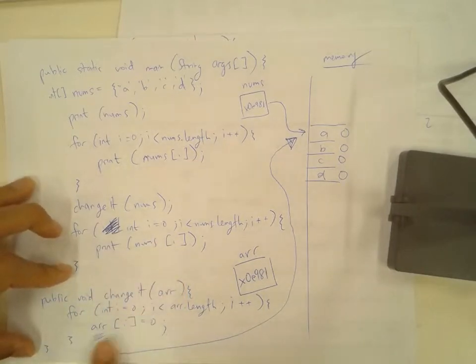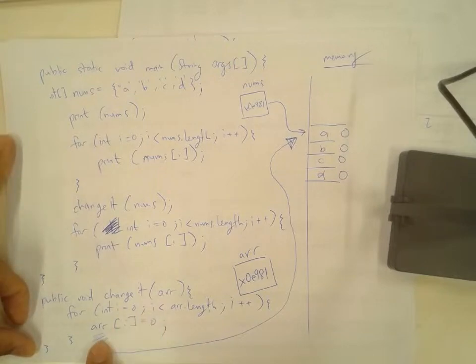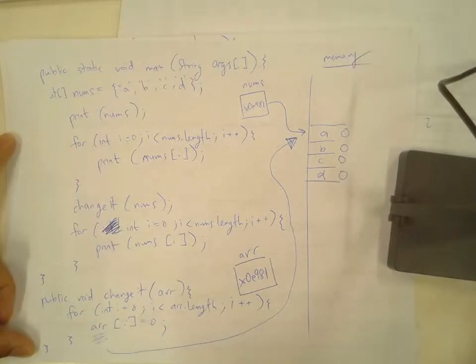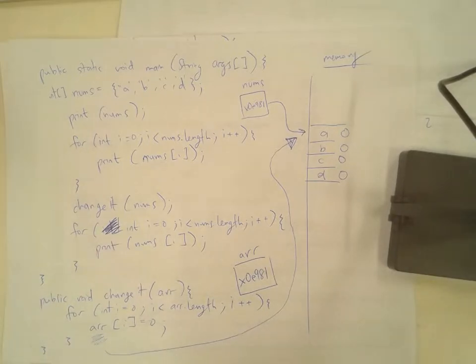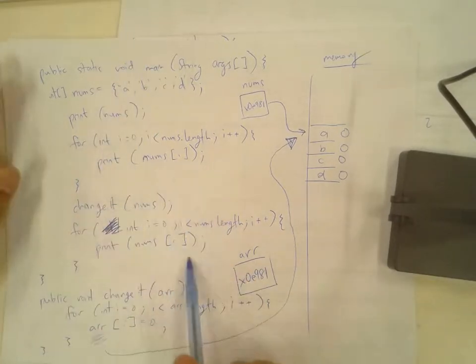In changeIt, what are we doing? We're iterating through arg, which is the passed in array, and we're setting all of the locations, all of the indices, equal to 0. And what is actually happening here? Well, let's go ahead and start over.